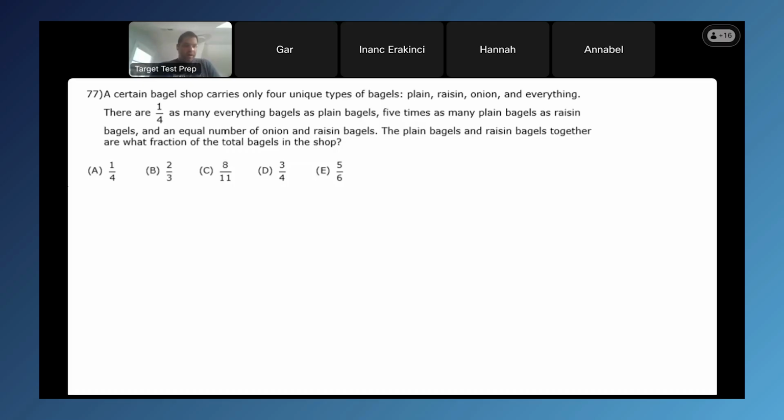All right, I see some good answers coming up here. So what we need to do is we first need to make 4 equations. Now, did any of you guys plug in real numbers after making your equations? So when you have, okay, there's 1/4 as many everything as plane, you could say 1/4 times plane is equal to everything. You could say 5 times as many plane as raisin, so plane is equal to 5 times raisin. There's an equal number of onion and raisin bagels.